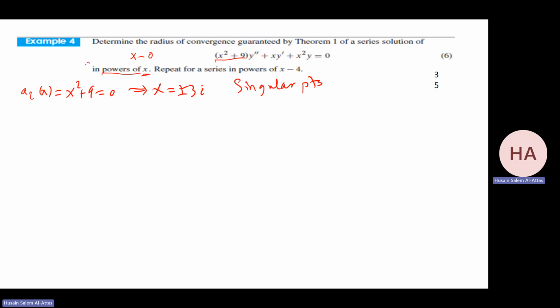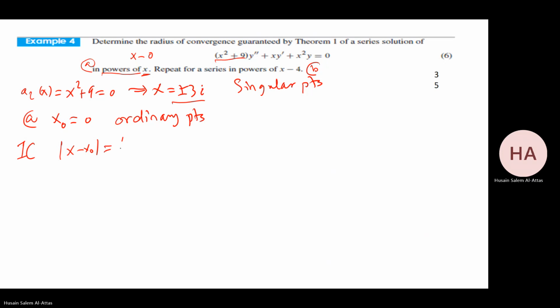For this one, let me call this A and this B. For A, I'm checking x0 equals 0, and it's an ordinary point. Why is it an ordinary point? Since the only singular points are plus or minus 3i. All other points are ordinary. So what is the interval of convergence? That will be |x minus x0| less than R.